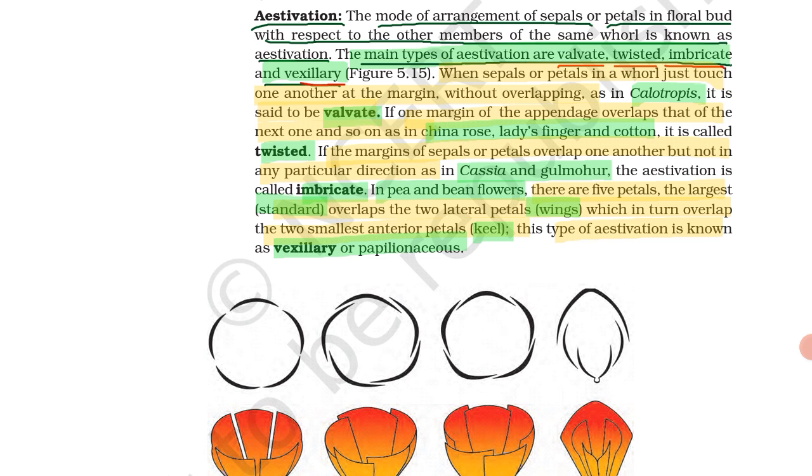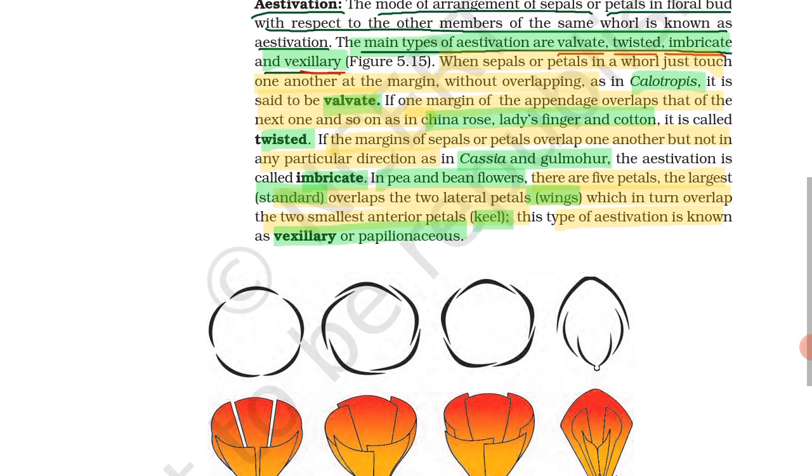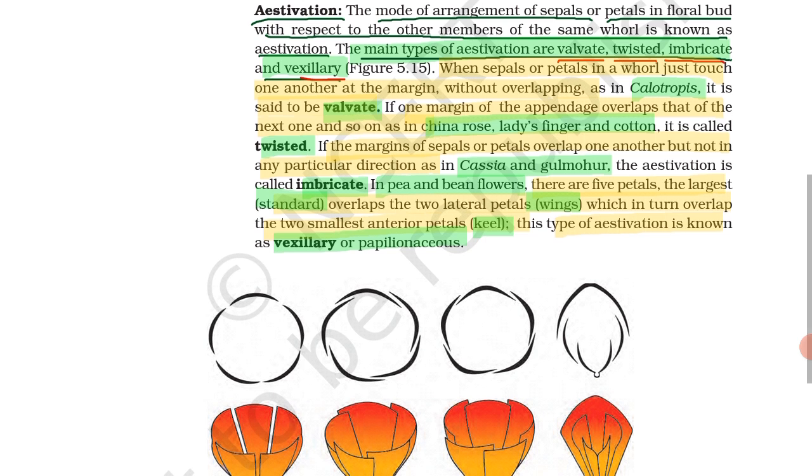Next is twisted aestivation. The name suggests that if the margins of the appendages overlap, one over the next one, and so on, it is called twisted. See figure 5.15b, twisted aestivation. In that, sepals or petals are arranged in such a manner that they overlap one after another. Such type of aestivation is called twisted aestivation. China rose, ladyfinger, and cotton are the examples of twisted aestivation.